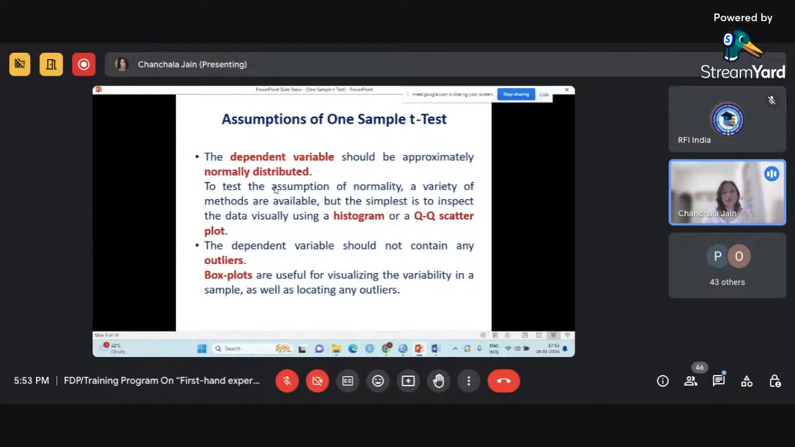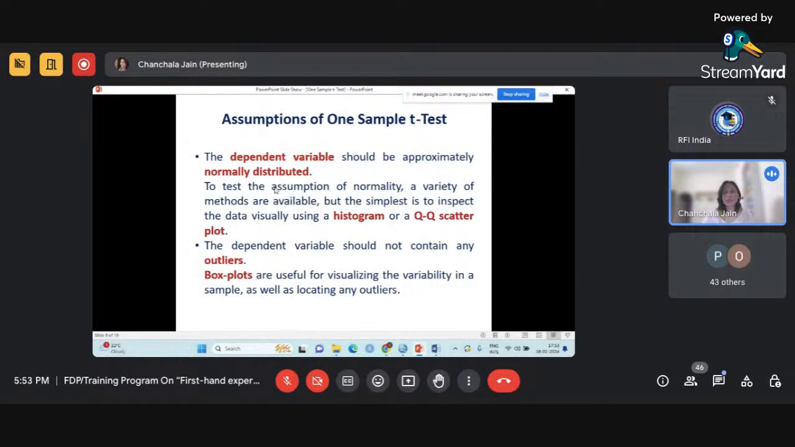Usually to check the normality, as I discussed previously, we can use the graphical methods and the numerical methods. In the graphical, you can use histogram, scatter plot or QQ plot. And in the numeric methods, you can use the mean, median, mode, skewness and kurtosis. And also you can use the Shapiro-Wilk test or the Kolmogorov-Smirnov test. So this way you can check the normality of your data.